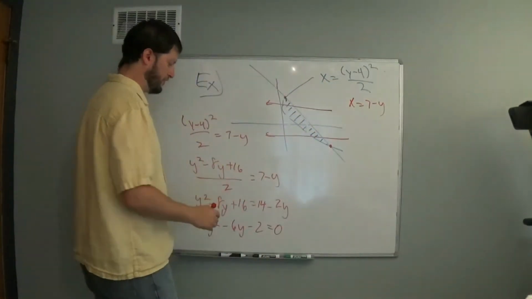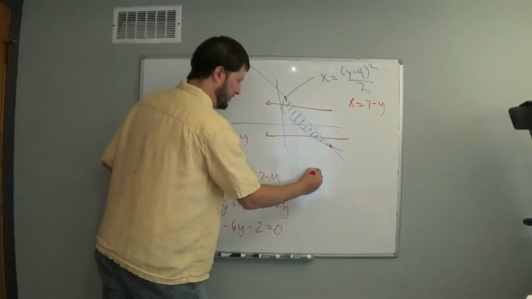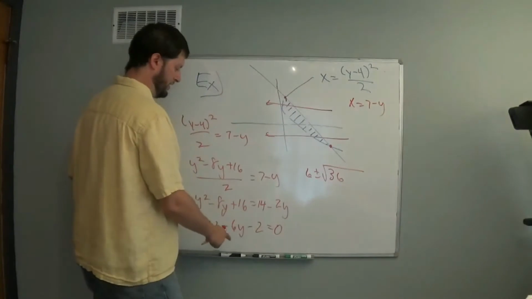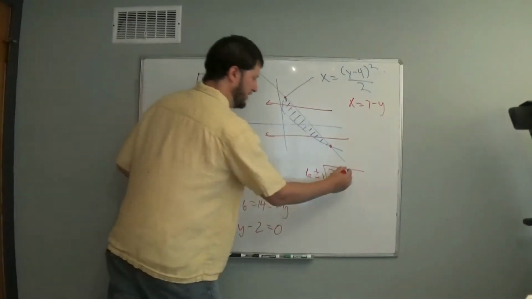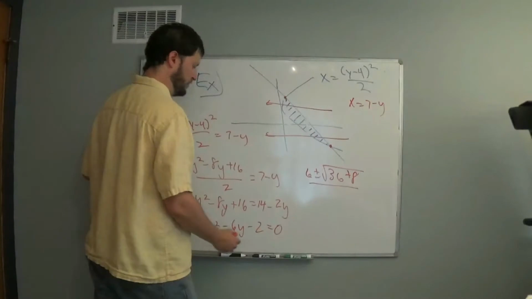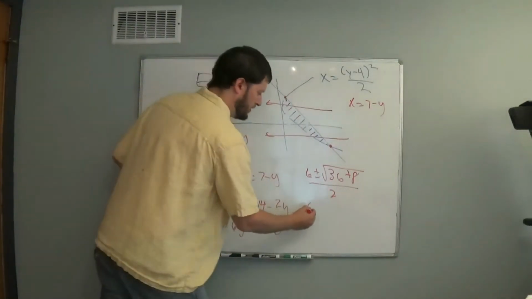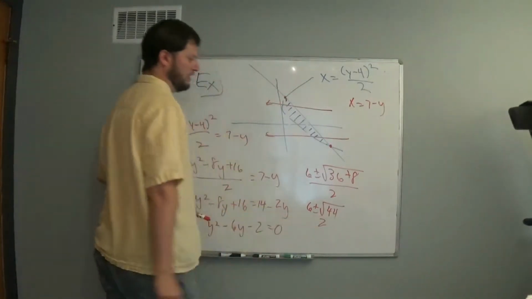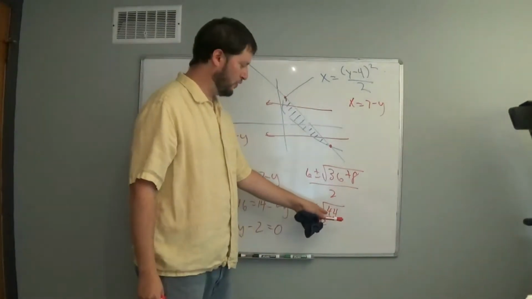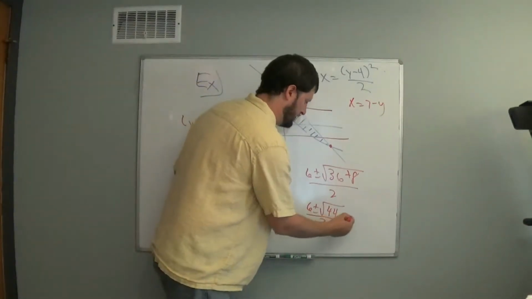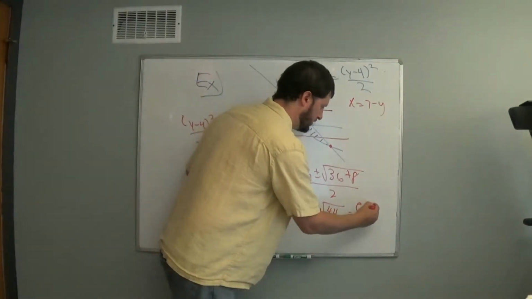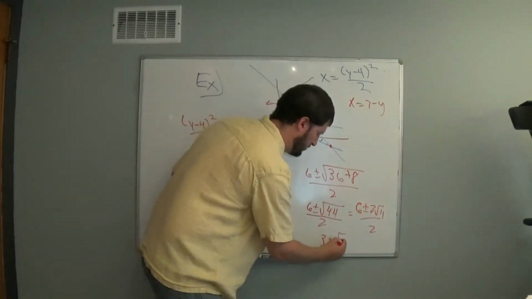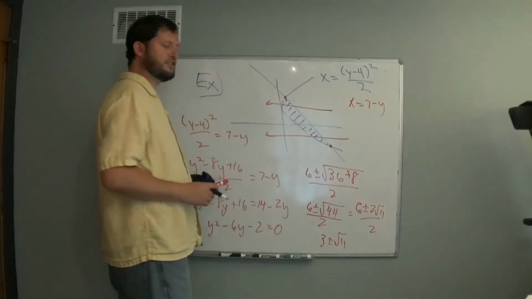If we use the quadratic formula, we get negative b plus or minus the square root of b squared minus 4ac. Minus makes a plus, so that's plus 8, all over 2a, which is 2. So 6 plus or minus the square root of 44, over 2. 44 is 4 times 11 as before, so that's 2 root 11. So that's 6 plus or minus 2 root 11 over 2, which is 3 plus or minus root 11. Those are our two intersection points.